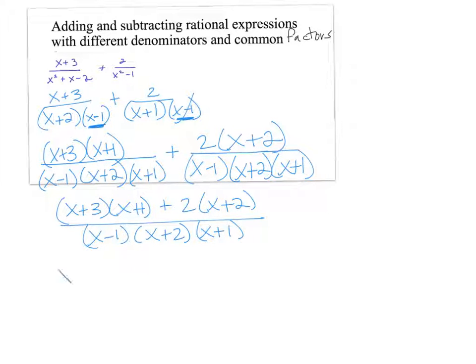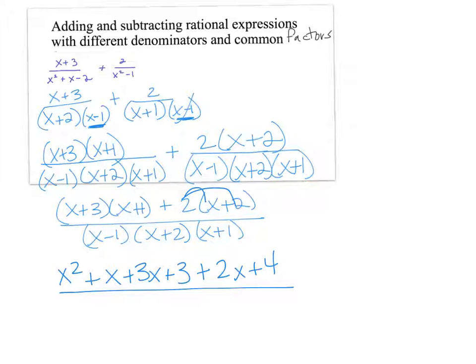So x times x gives me x squared. x times 1 gives me x. 3 times x gives me 3x, and 3 times 1 gives me 3. And then I'm adding 2 times x gives me 2x, and positive 2 times positive 2 gives me positive 4. So there I have my numerator worked out, and that is still over x minus 1, x plus 2, and x plus 1. Now I'm going to simplify my numerator.